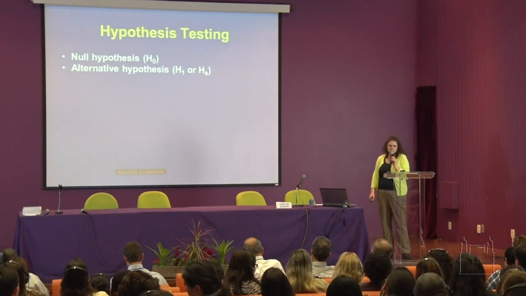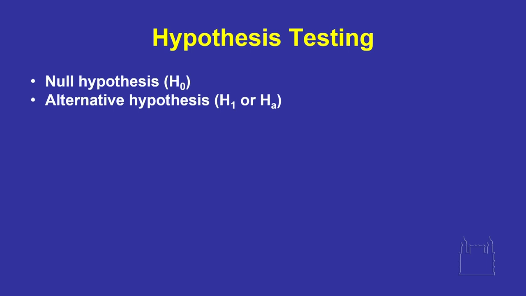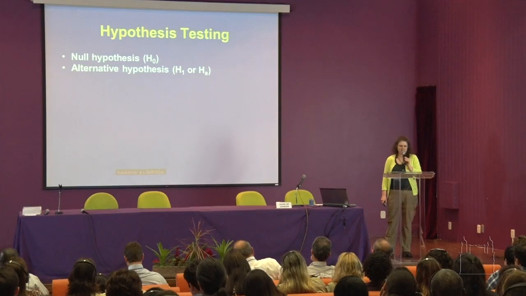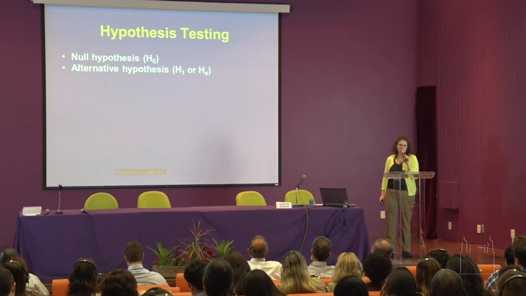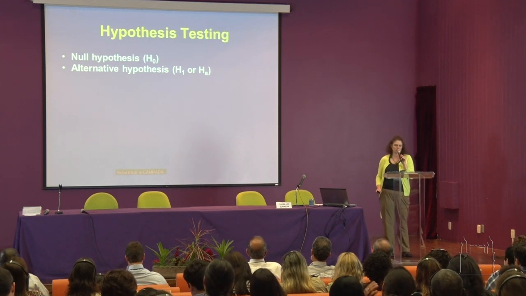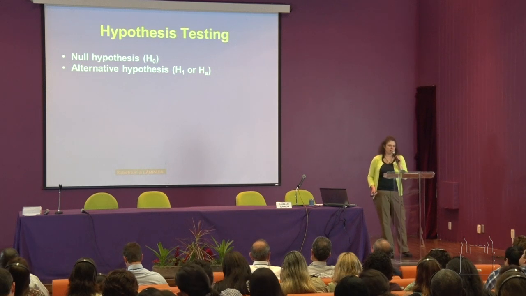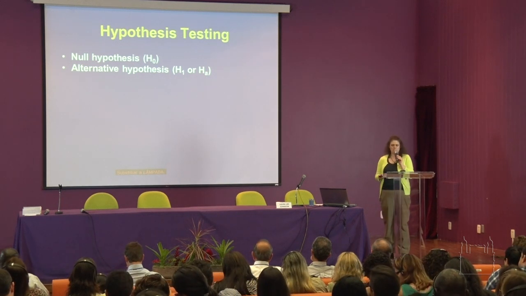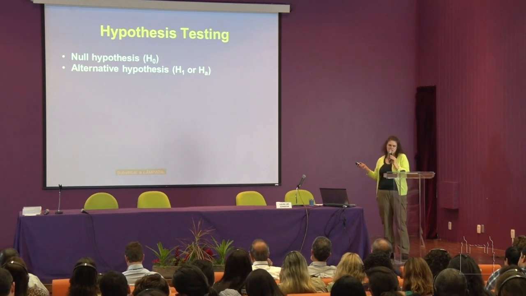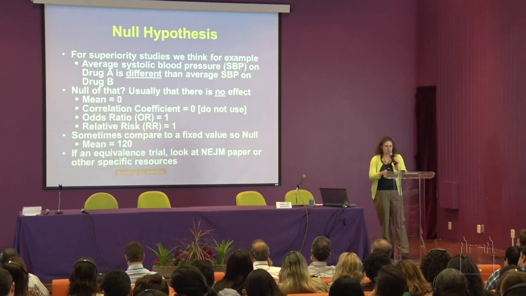So let's talk, we're supposed to talk about hypothesis testing. Null hypothesis and alternative hypothesis. The null hypothesis tends to be always noted with an H and a little zero. The alternative hypothesis, sometimes H with a one, sometimes H with an A. What is the null hypothesis?